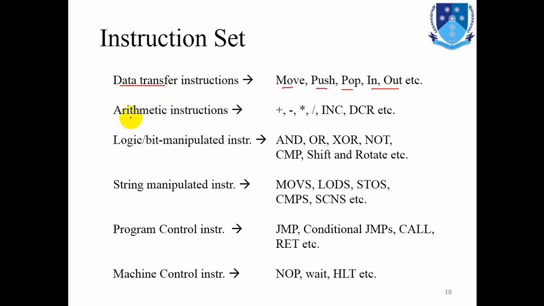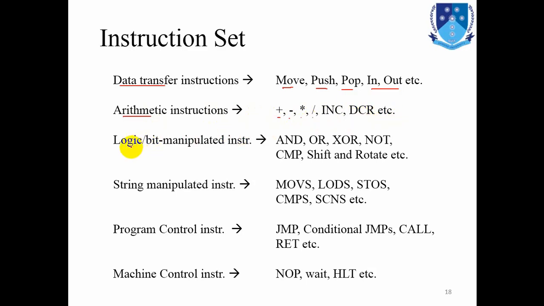The second group of the instruction set is that group which has all those instructions used for arithmetical or mathematical operations. For example, addition, subtraction, multiplication, division, increment and decrement, etc.